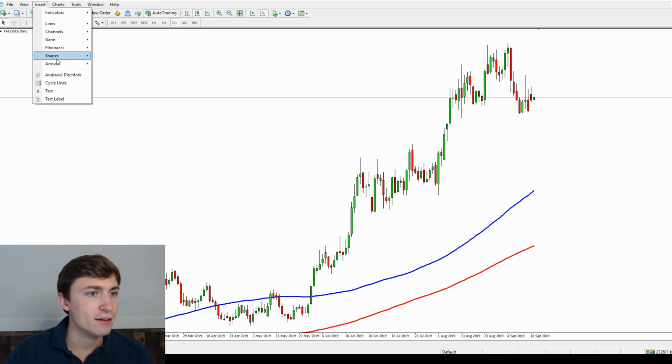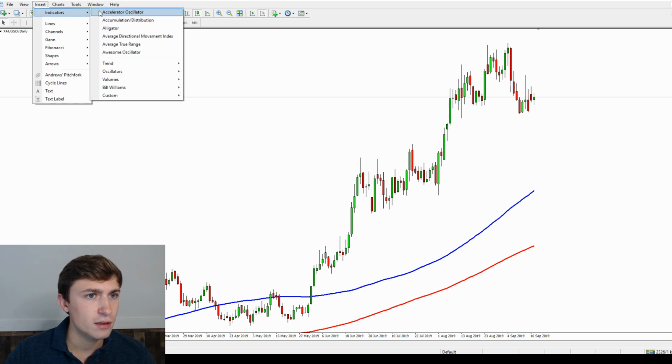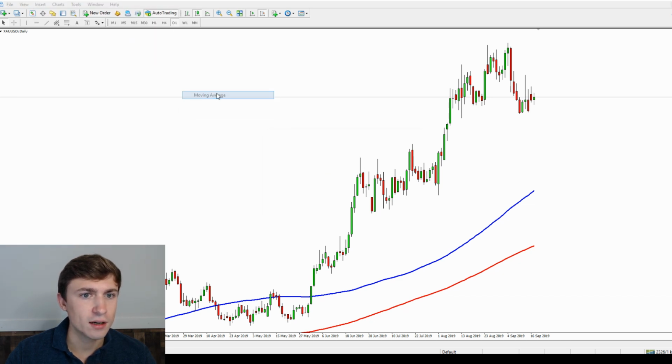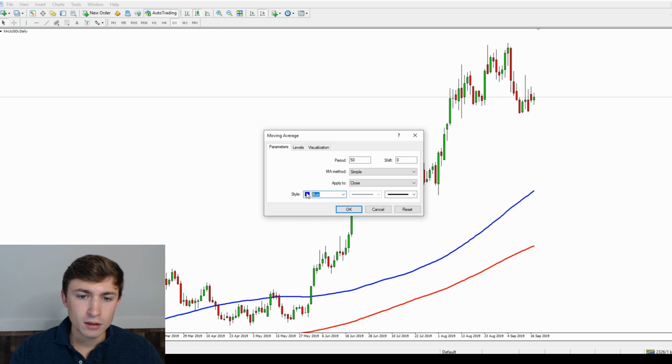And we'll also add another trend moving average here. We'll make it 50. And let's make this one orange. Okay.